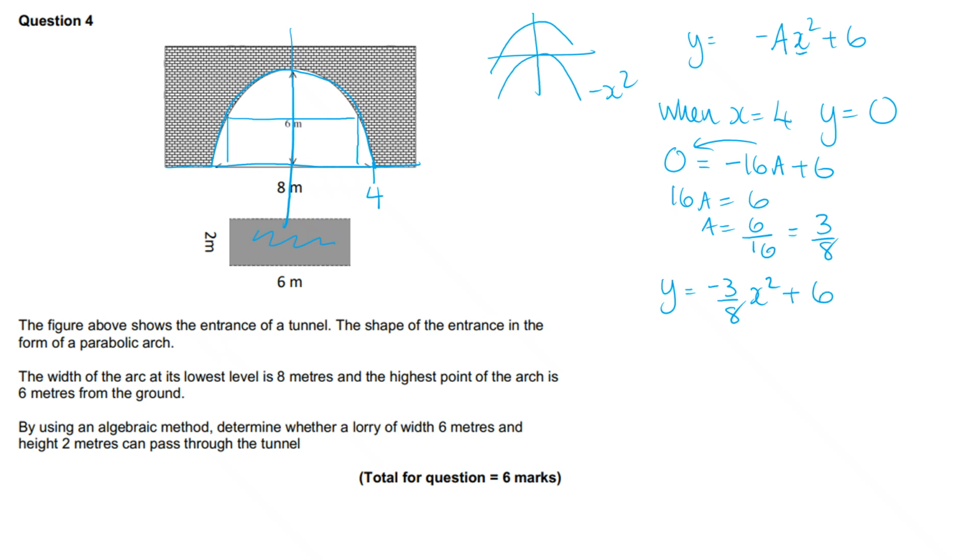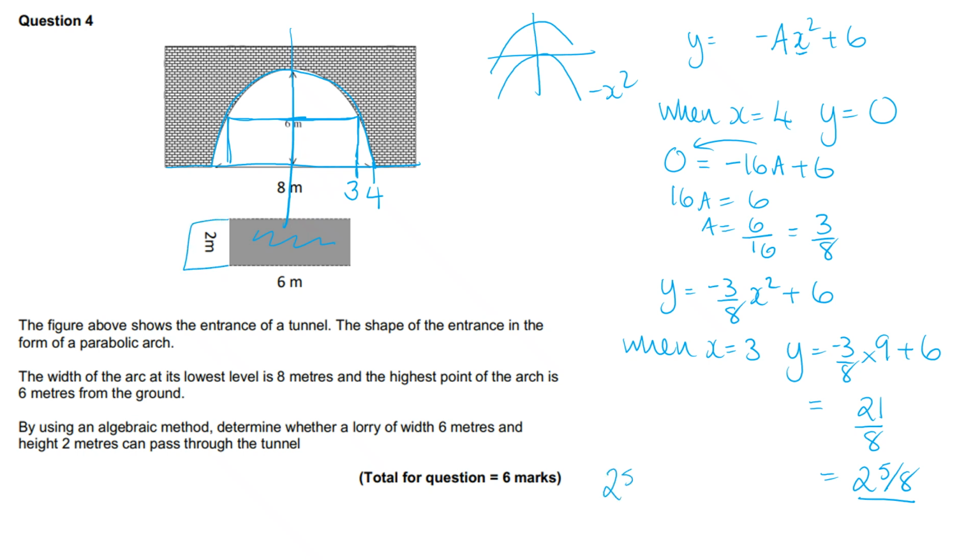Okay, now what we need to do is see whether the lorry will go through. Well, when the lorry goes through symmetrically in the middle, that point there would be x is equal to 3. So we need to know what's the y coordinate of the tunnel when x is equal to 3. So when x is equal to 3, y is going to be minus 3/8 times 3 squared, which is 9, plus 6, and that comes out to be 21 over 8, which is 2 5/8. So the actual height of the tunnel is 2 5/8, and the actual height that the lorry needs is only 2. So 2 5/8 is bigger than the 2, so yes, the lorry can fit through.